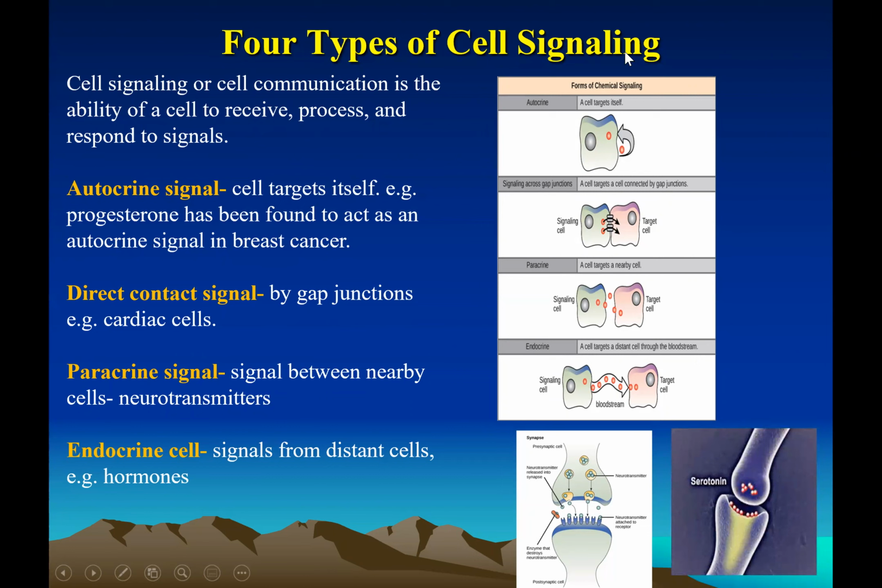So cell signaling, or cell communication, is the ability of a cell to receive the signal, process the signal, and respond to the signal. This is very important for maintaining homeostasis in a cell. And there are four kinds listed here.